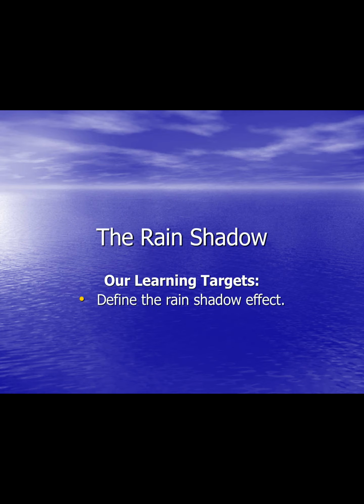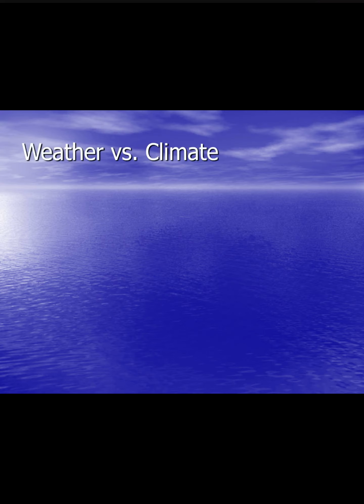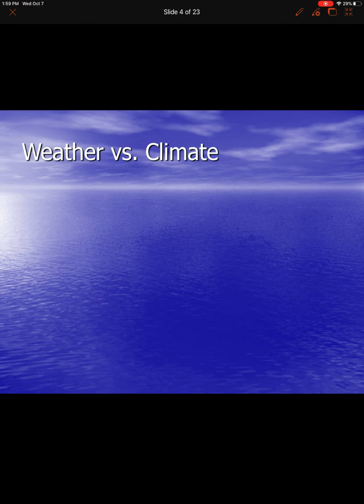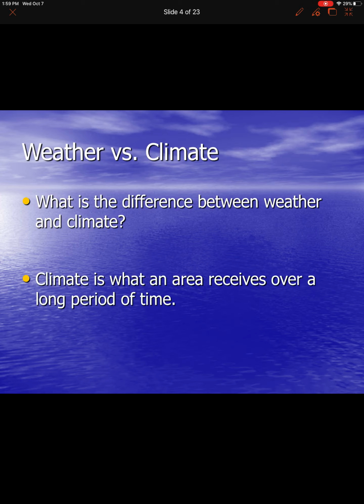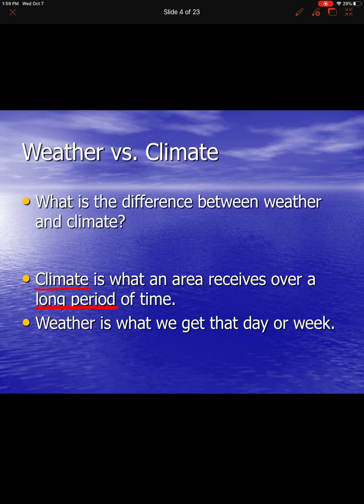So here we go. Define the rain shadow effect. First thing that we need to understand is the difference between weather and climate. So to understand this difference, think of it this way. Climate is what we get over a long period of time. Weather is what we get that day or week, okay? I like to think of it as climate is what we expect and weather is what you get.